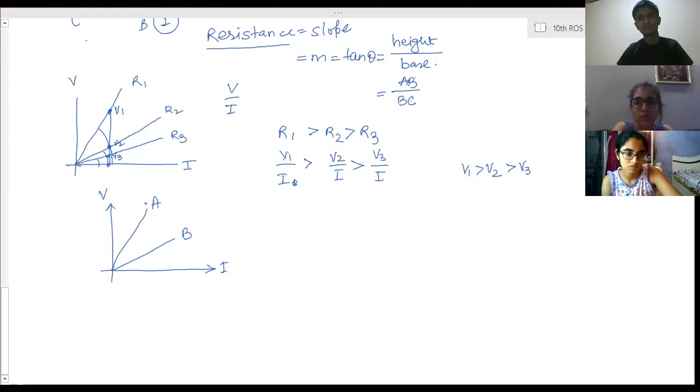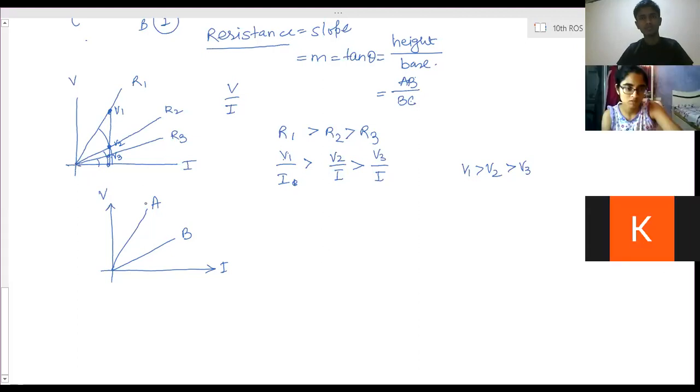Okay, clear? Yes, ma'am. Because A has the higher resistance than B, because of that A is in series. A is a series because we know the series combination resistance is high.